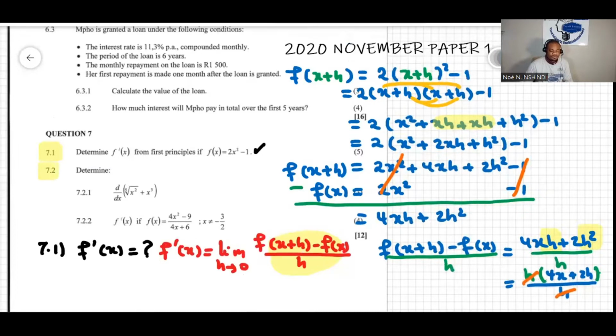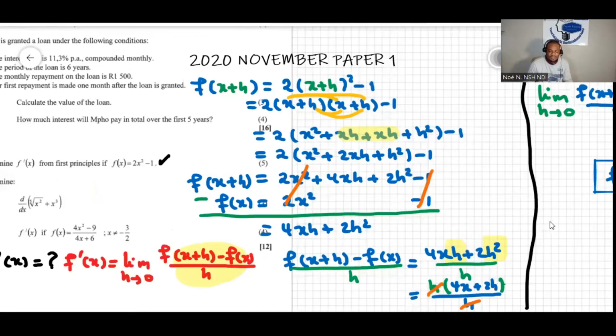Question 7.2. Now we're doing 7.2.1. So now it's like the derivative of this function with respect to x. This is how we can read it. Now here we can see it is the fifth root of x to the power of 2 plus x to the power of 3. Now let's do it there.